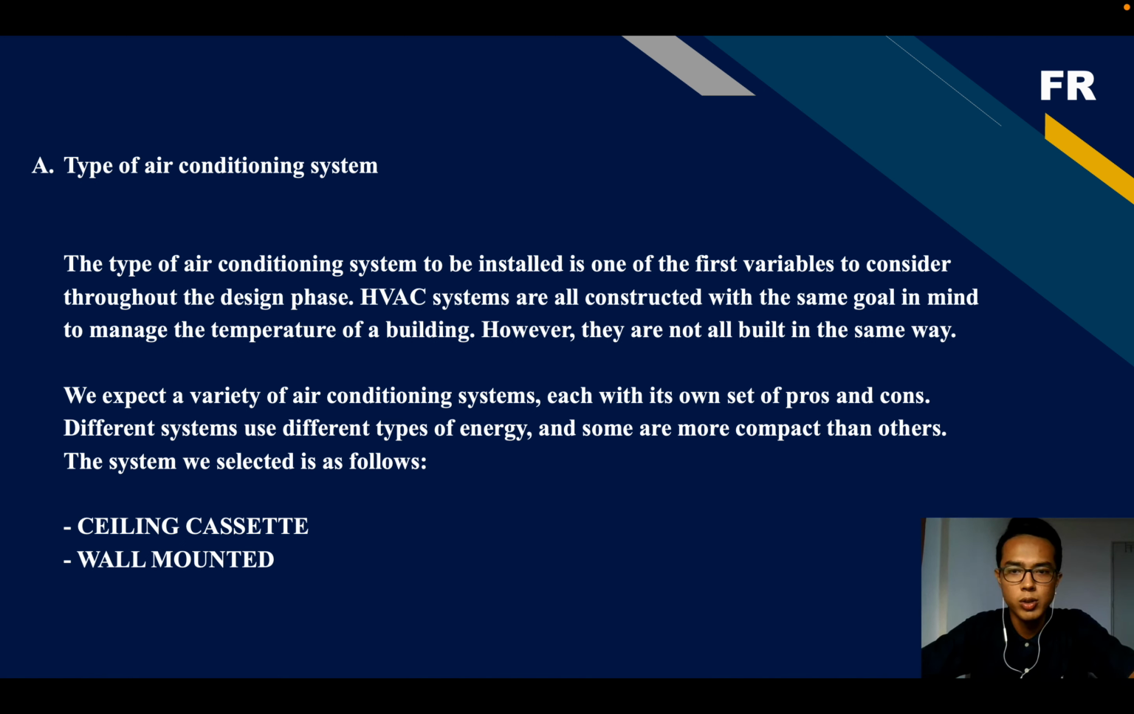However, they are not all built in the same way. We expect a variety of air conditioning systems, each with its own set of pros and cons. Different systems use different types of energy, and some are more compact than others. The systems we select are as follows: ceiling cassette and wall mounted.